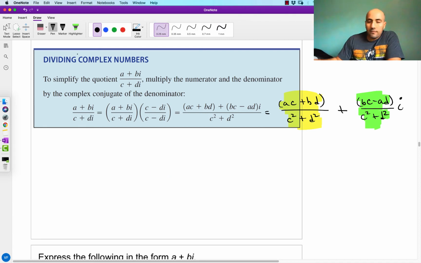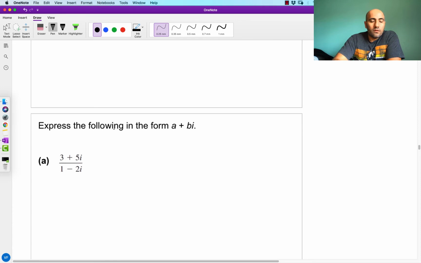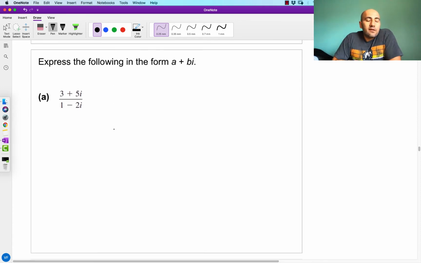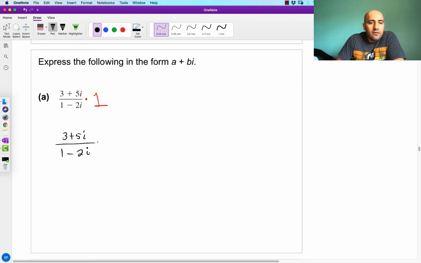All right, let's do an example. So here's an example. I have 3 plus 5i divided by 1 minus 2i, a complex number divided by another complex number. So following the suggestion, the way to figure out what this is, I'm going to multiply the numerator and denominator by 1, right? A new form of 1. Except that in this case, the version of 1 that I want is going to be the complex conjugate of the denominator. So I'm going to multiply the numerator by 1 plus 2i, multiply the denominator by 1 plus 2i.